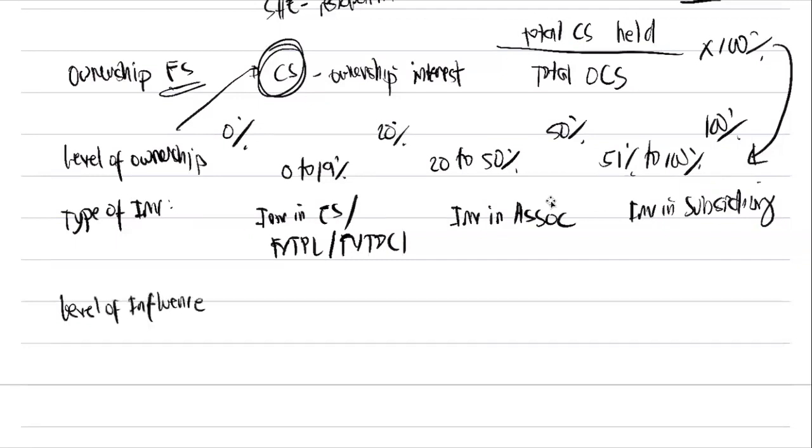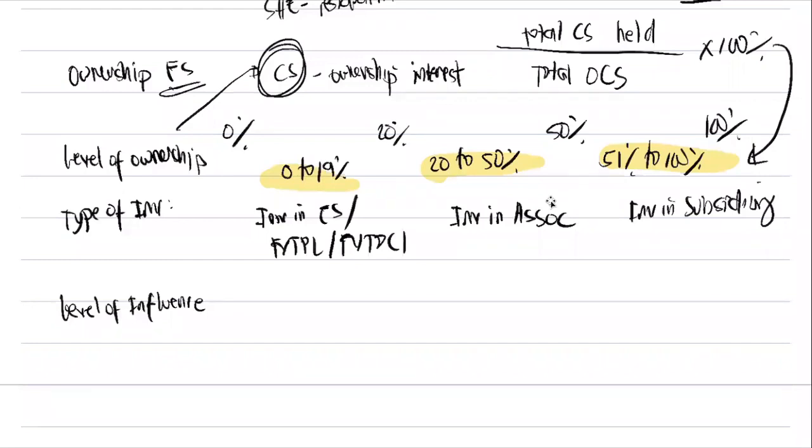So, as you can see, we have here your different percentages, which now also signifies the level of influence of one particular investor as to the investee. So take note, we as the investor here determine the level of ownership, whether we have 0 to 19, 20 to 50, or 51 to 100%.